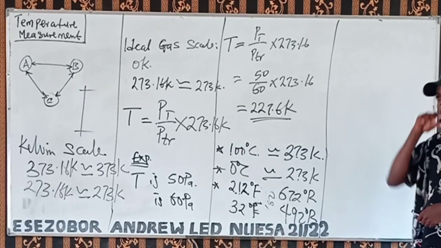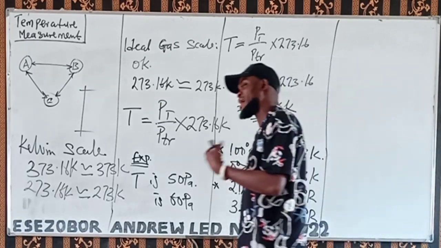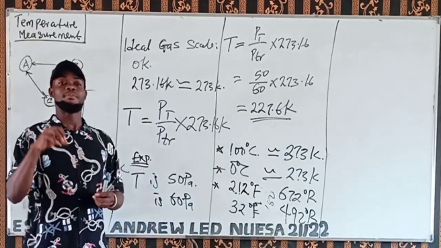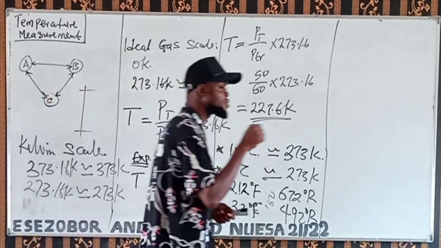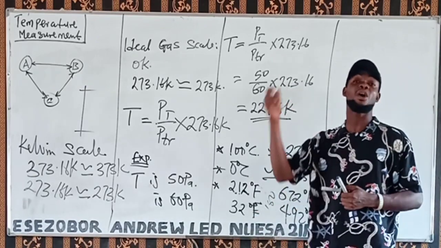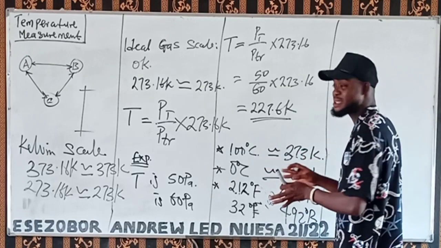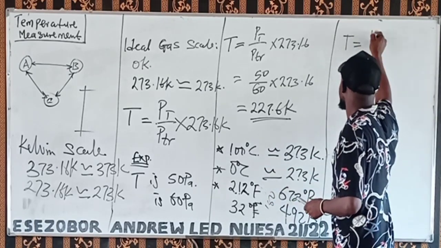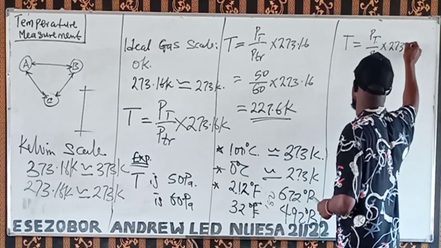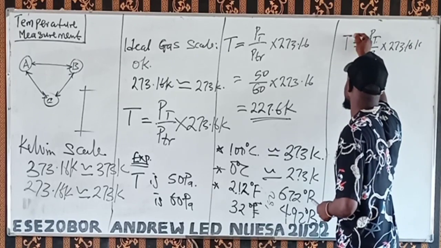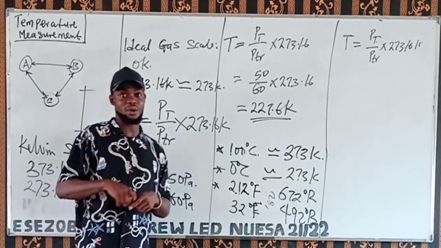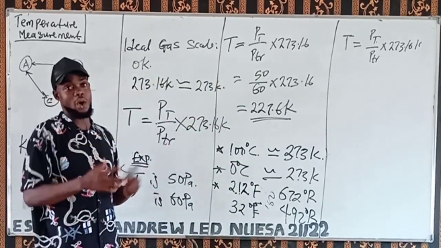What do we mean by the constant volume gas thermometer? For a constant volume gas thermometer, the thermometric property is the pressure of an ideal gas whose volume is kept constant. To measure a temperature using this thermometer, temperature will be equal to P_T over P_tr times 273.16 Kelvin. Remember this? We have already studied this before, when we were doing the ideal gas scale.